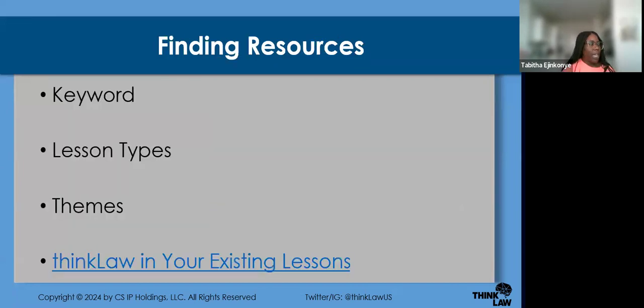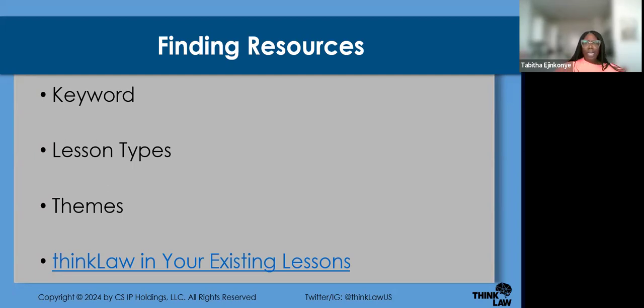And then moving over to finding your resources. Again, you can find those resources through your keyword, through your lesson types. You can use it through your themes. And then we also have Think Law in your existing lesson. I'm going to drop the link as well.